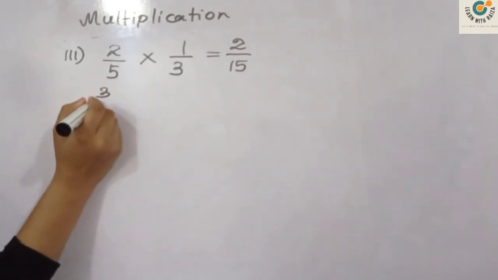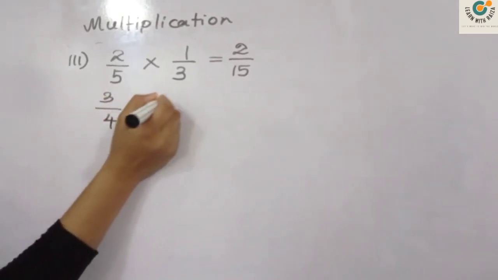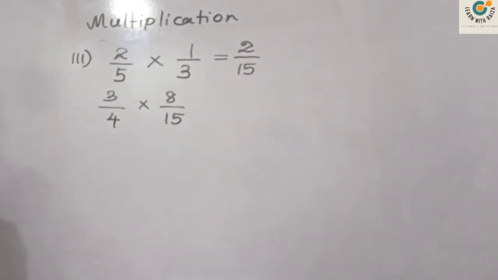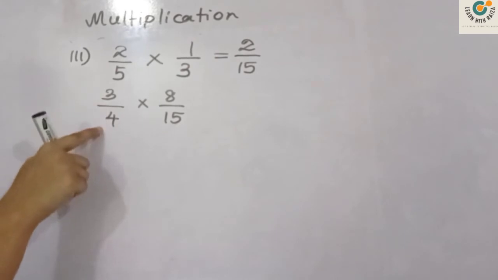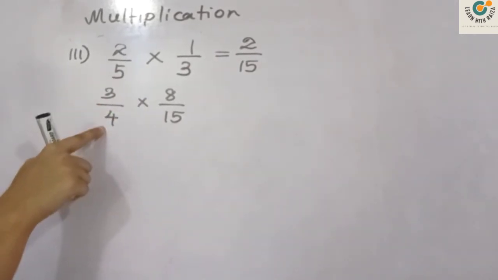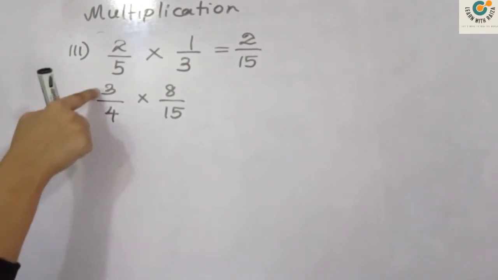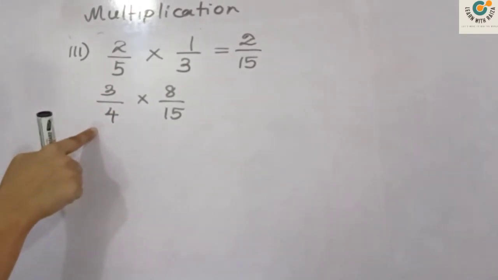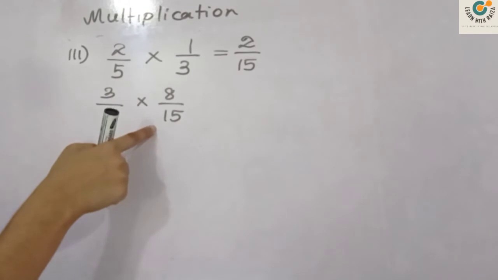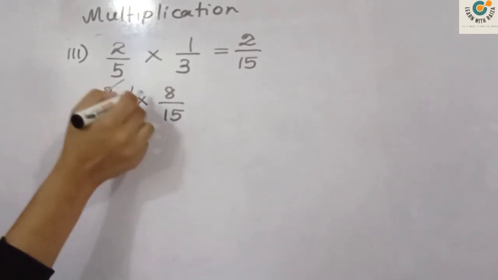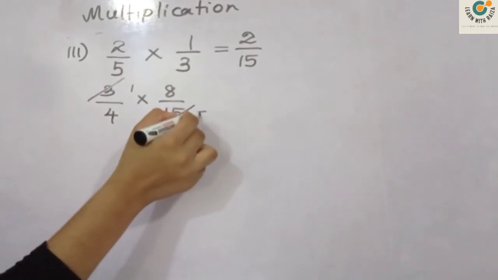Let's take another example. 3 over 4 multiplied by 8 over 15. Now, before you multiply, check whether you can cancel up and down or crosswise. Like I'll check up and down. No, I can't cancel. I can't divide them by a single number. Here, no, I can't. This way, yes, I can by 3. 3 divided by 3, 1. 15 divided by 3, 5.